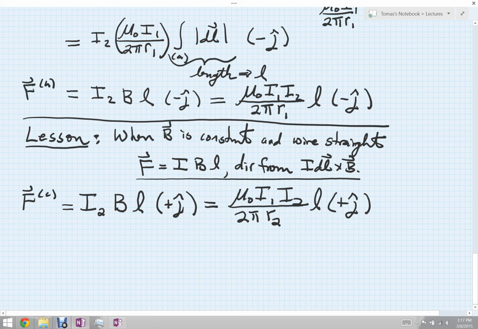So indeed, we see that the force from C is actually in the exact opposite direction from the force from A. The magnitudes look very similar, except F of C is divided by the larger distance R2, so this upward force is actually going to be less in magnitude than the downward force here.